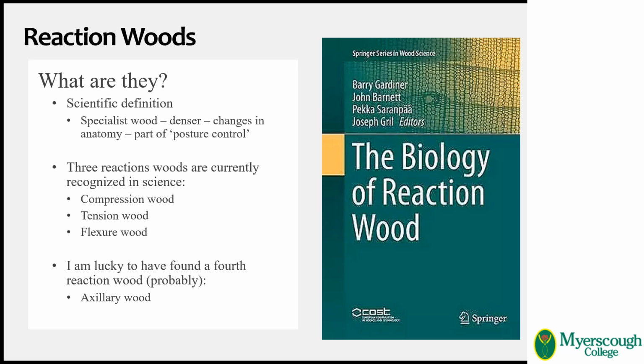Although I've yet to write the associated paper, I'm also very lucky to have identified a fourth reaction wood in trees, and probably the most commonly occurring one that you could find in a tree. My research work on branch junctions in trees has found a specialist wood that forms in the axil of branch junctions to resist them breaking apart. This is called axillary wood, and it fulfills all the scientific definitions of reaction wood. So I hope to lay claim to this quite big scientific discovery soon.